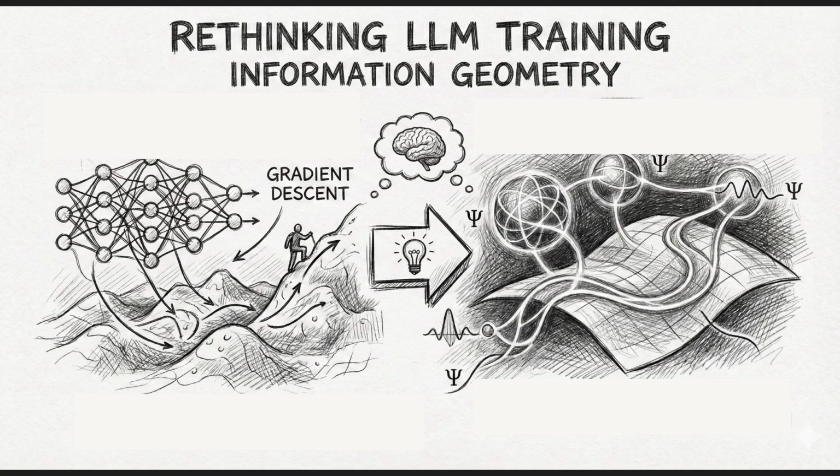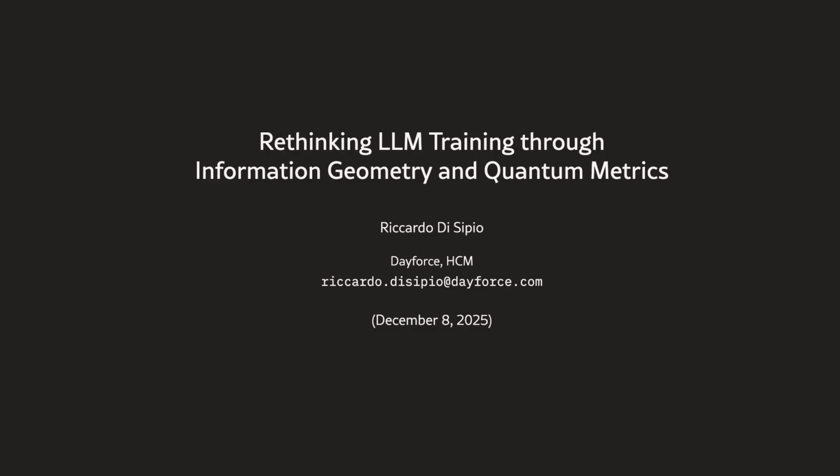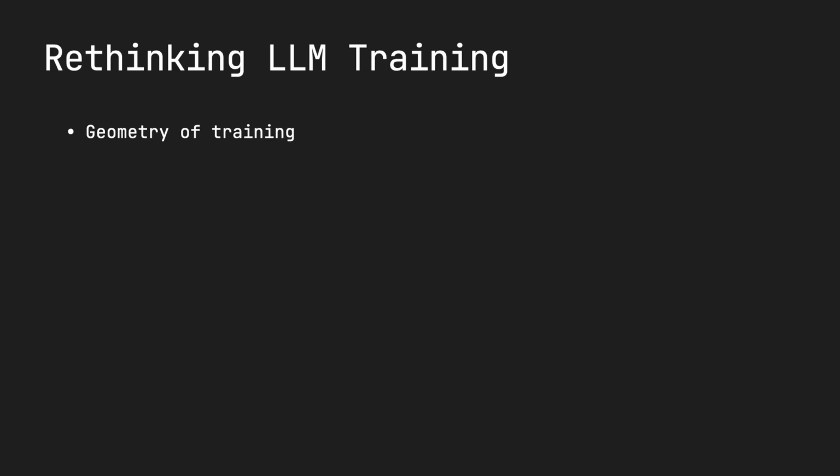In this video, we're going to explore LLM training. We're going to rethink how it works and the geometry of it. This video is based on a paper. This video is about this paper. We're going to look in detail at different pieces of it and what it's trying to explain or share. It's called Rethinking LLM through Information Geometry and Quantometrics.